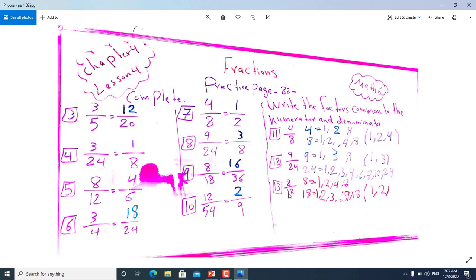And 8 over 18, we'll write all the factors for 8 and for 18. From 8, 1 multiplied by 8 and 2 multiplied by 4. We don't have 3. So when you get to 4, we don't write it again. So that is all the factors for 8. And from 18 we have 1 times 18, 2 times 9, 3 times 6. We don't have 4 because 18 is not divisible by 4. And also we don't have 5 because the last digit is not 0 or 5. 6 times 3 is 18, but we wrote it, we don't write it again. Let's see which one is common between them. 1 and 2 are the common factors between them.